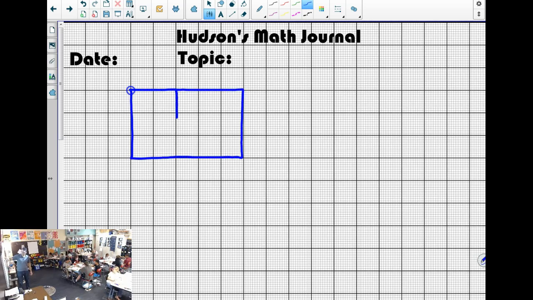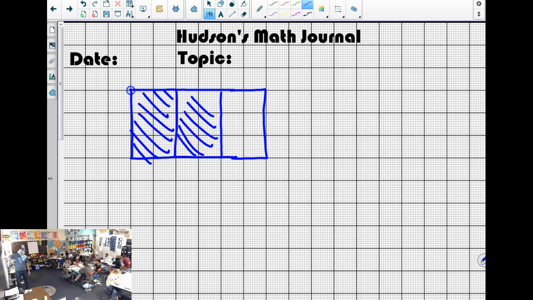Split this into thirds. I didn't go wide enough. It's Monday morning. Counting's hard. And shade 2 of them. That's why Mr. Phillips said it's too hard to do in the morning.